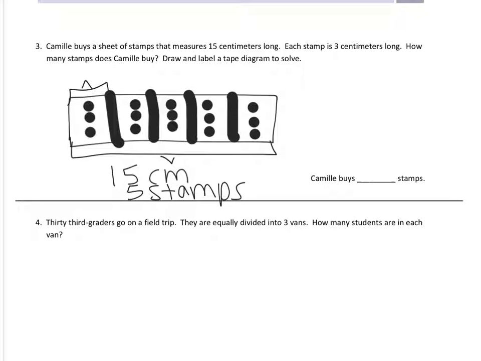What does each section represent? Well, what's the length? We knew it was 3 centimeters and 1 stamp. So, Camille buys 5 stamps.